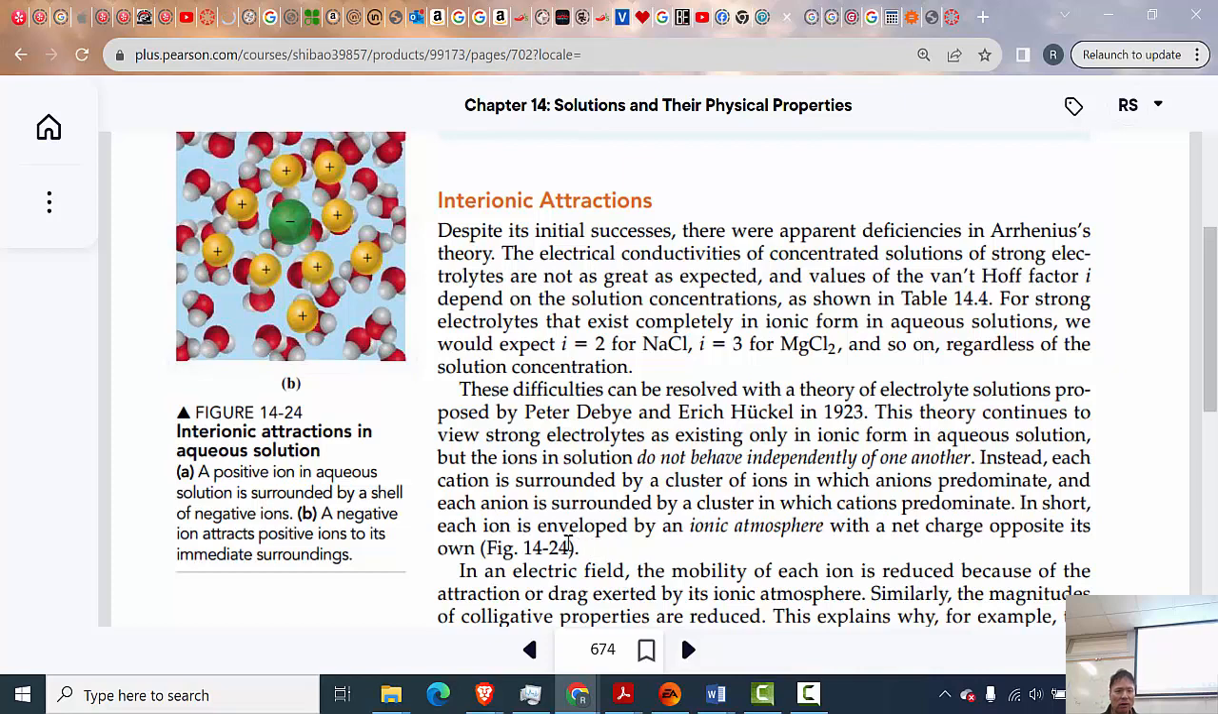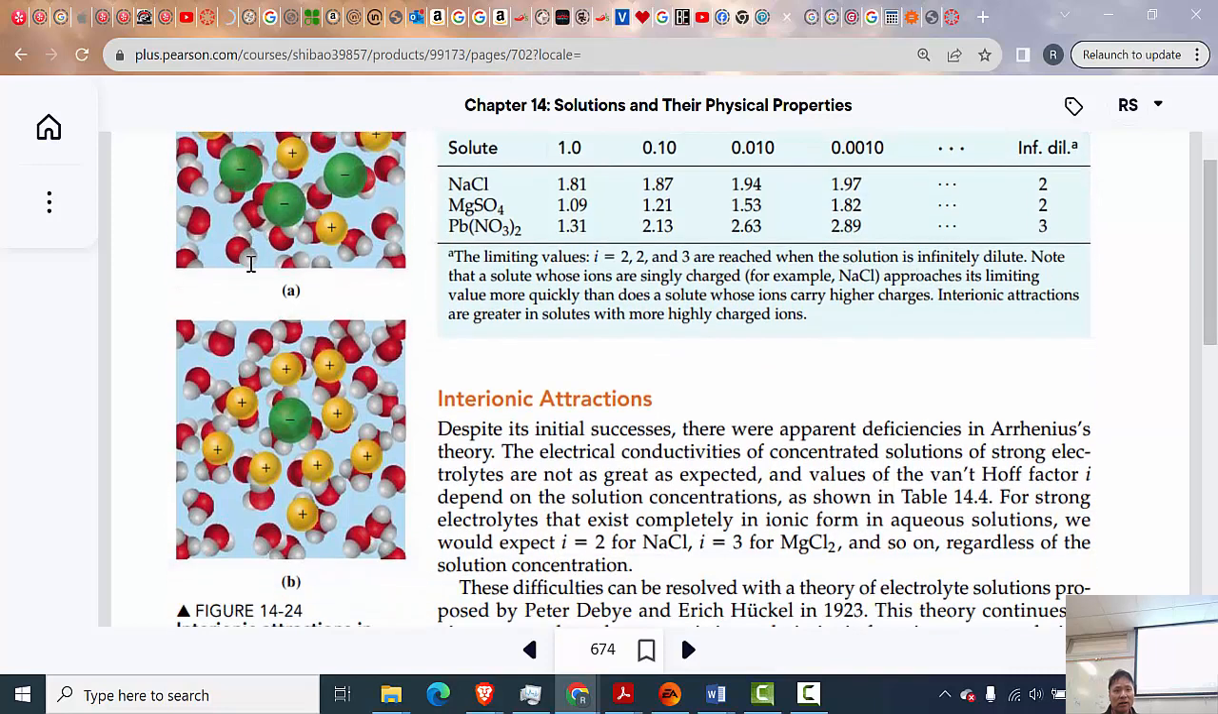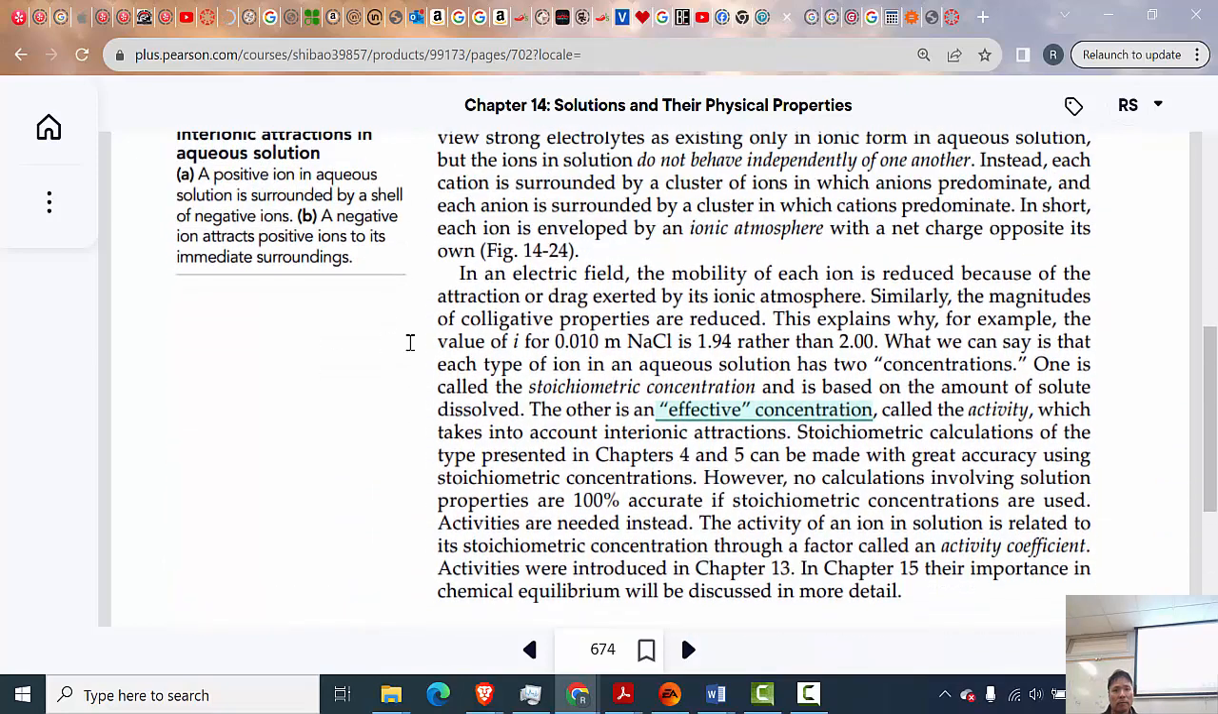See figure 14.24. If we go over to 14.24, each cation is surrounded by an envelope, they call it, of anions. You see that? I called this a cluster, for lack of a better term. And over here, the anion is going to be clustered by positive ions. In an electric field, the mobility of each ion is reduced because of the attraction or drag exerted by its ionic atmosphere.